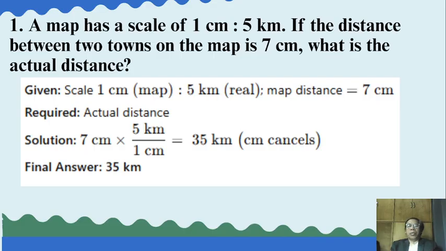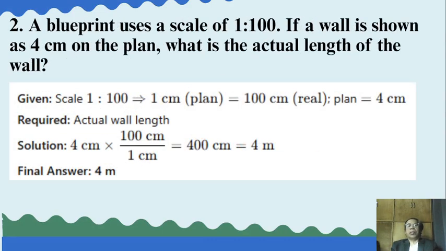Therefore, we use the formula 7 centimeter times a factor of 5 kilometers divided by 1 centimeter. So, cancel the centimeter. So, the final answer is 35 kilometers. Number 2. A blueprint uses a scale of 1:100. If a wall is shown as 4 centimeters on the plan, what is the actual length of the wall?